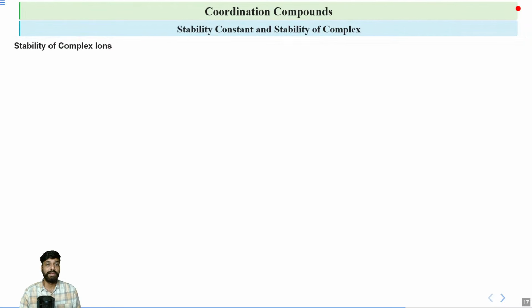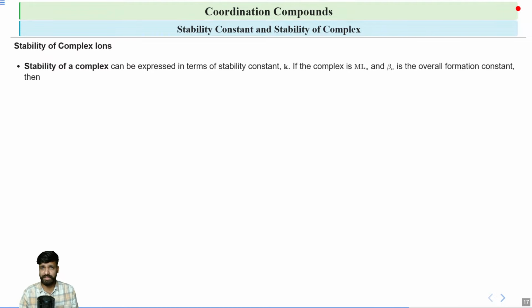Now, next we have stability of complex ions. This is not that important, but still there are some instances where you will see questions where you have to compare the stability of complexes. If you look at this formula, it shows a very simple phenomenon where your metal is attached to n number of ligands to form MLn.